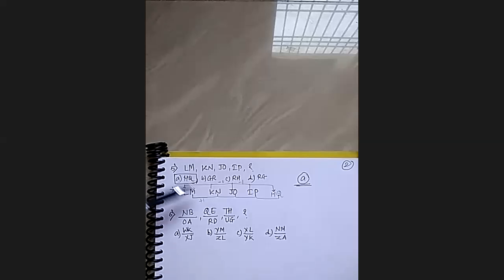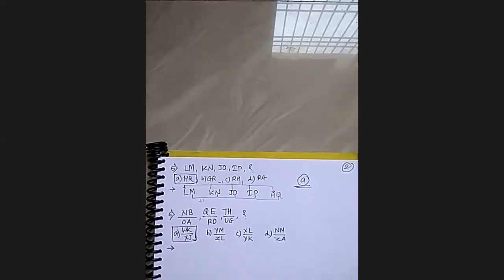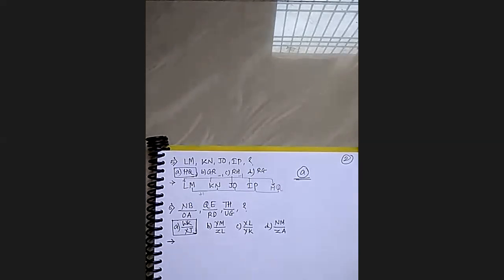Yes, most of you are getting the correct answer. So the answer is option A, WK divided by XJ. So again, what is the relationship in between this? To find it out, you have to write only the numerator and then the denominator and find out the relationship in between each of these letters, and that will give you, let's say, NB. I will just show you QETH, and here will be your answer.